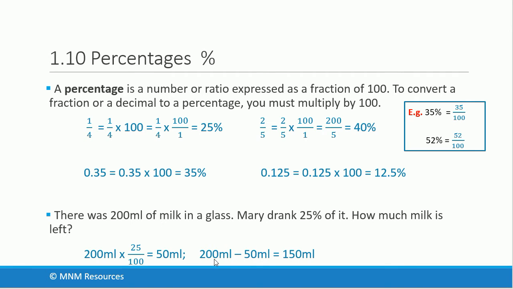So when you take away 50 ml from 200 ml, how much milk is left? 150 ml.